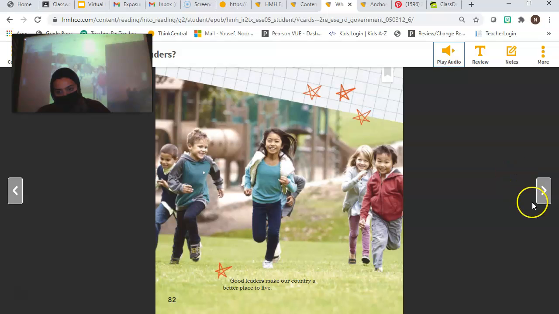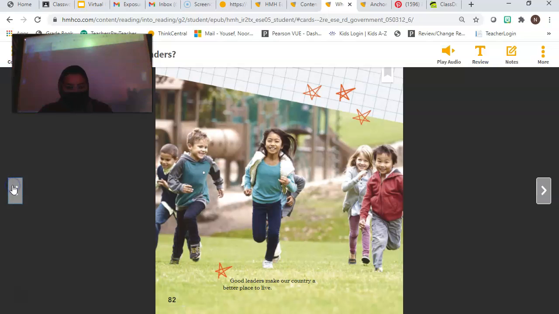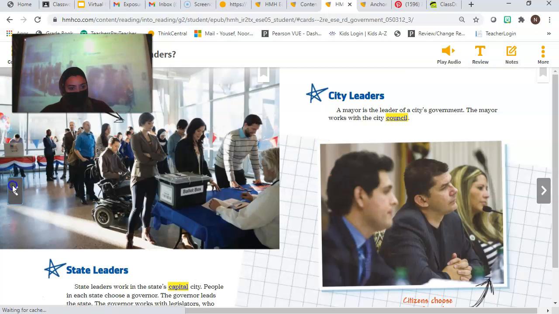Do you agree? All right. What did you learn about the government leaders from reading this text? Okay, so let's go back and do that. I'm sorry. I was really into the reading.